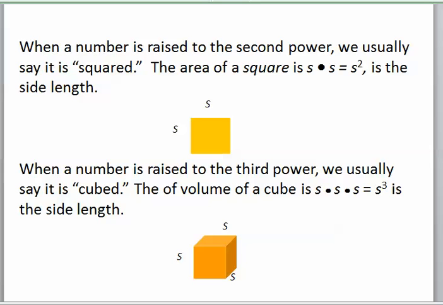Alright, the first thing we're going to talk about here is using some geometry. When a number is raised to the second power, we usually say it's squared. The area of a square is s times s, or s to the second power, s squared. When a number is raised to the third power, we usually say it's cubed. The volume of a cube is s times s times s, which is equal to s to the third power. So area is squared, volume is cubed.